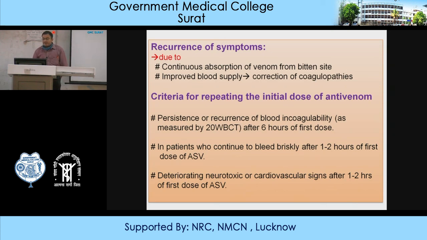Criteria for repeating the initial dose of antivenom. Persistence or recurrence of blood coagulopathy in patients who continue to bleed briskly 1 to 2 hours after the first dose of ASV. Deteriorating neurotoxic or cardiovascular signs 1 to 2 hours after the first dose of ASV.